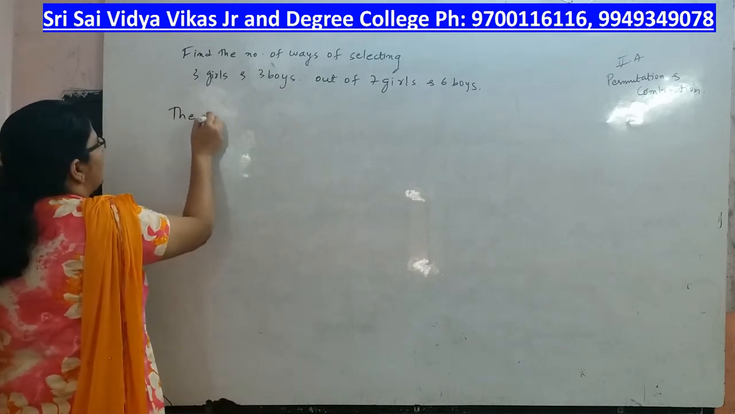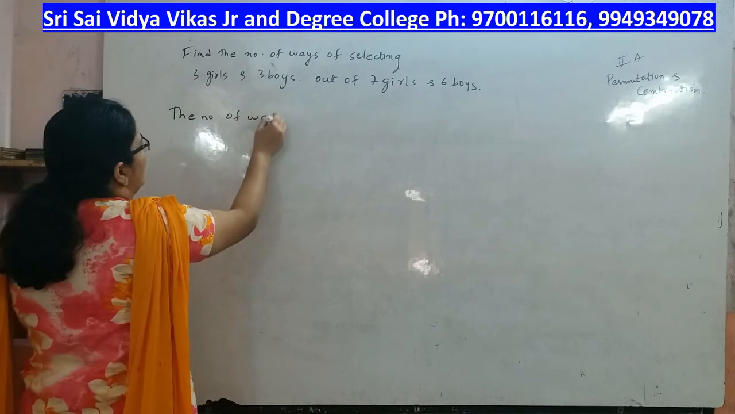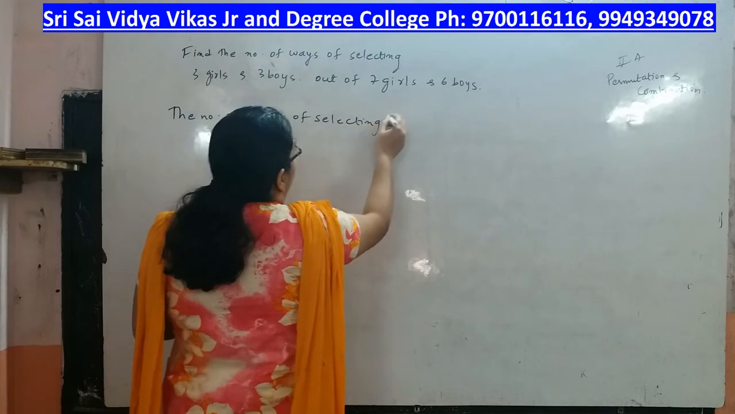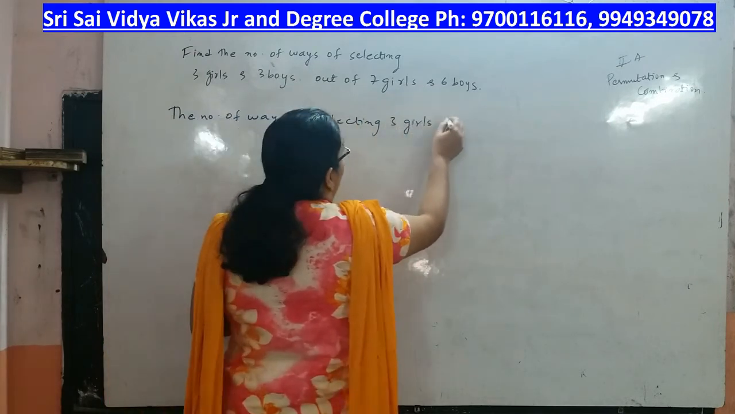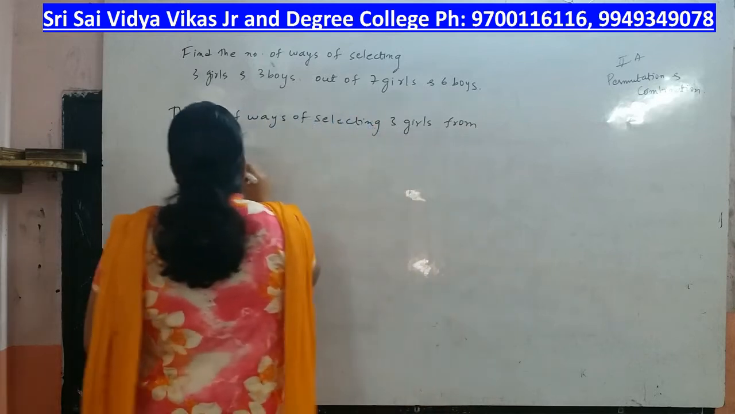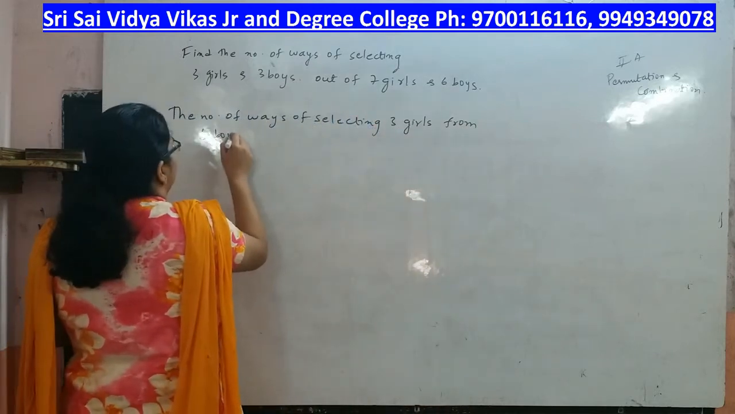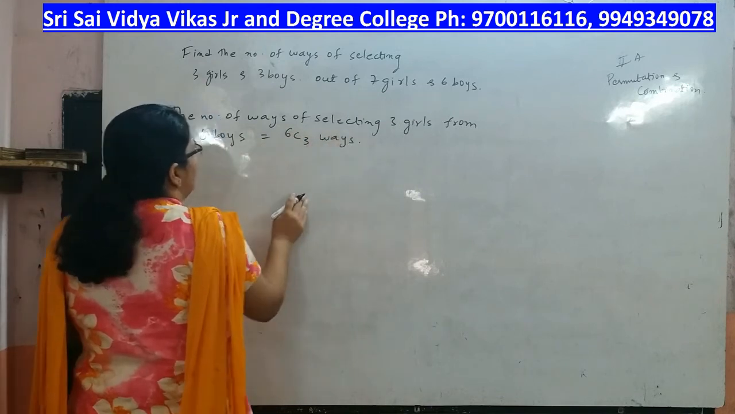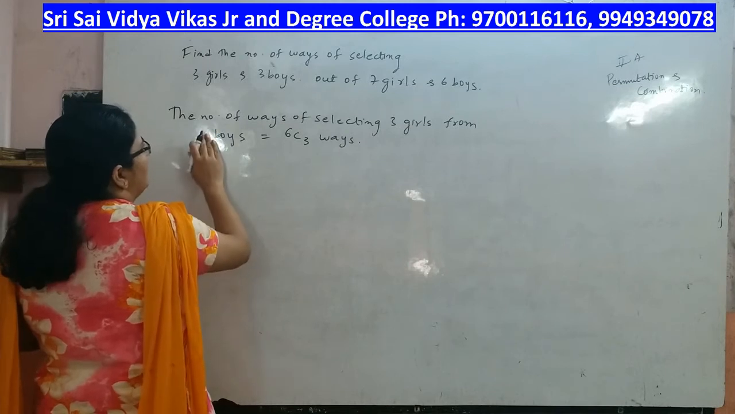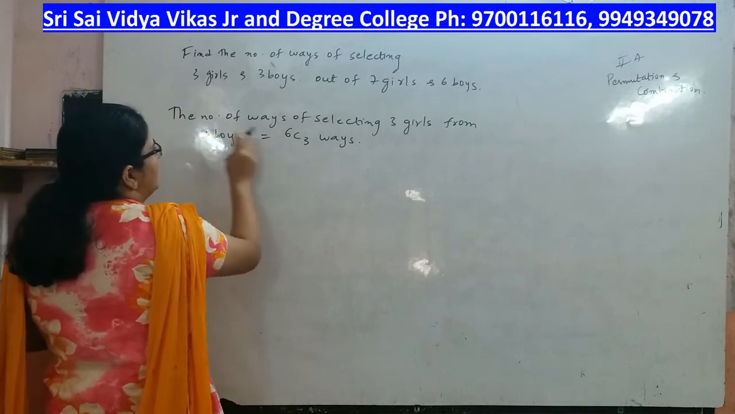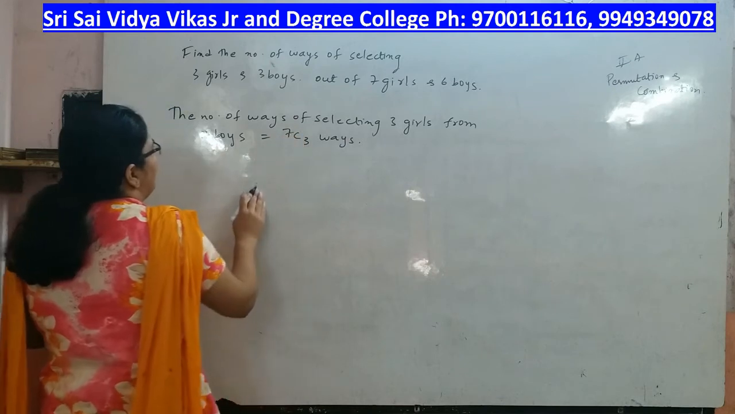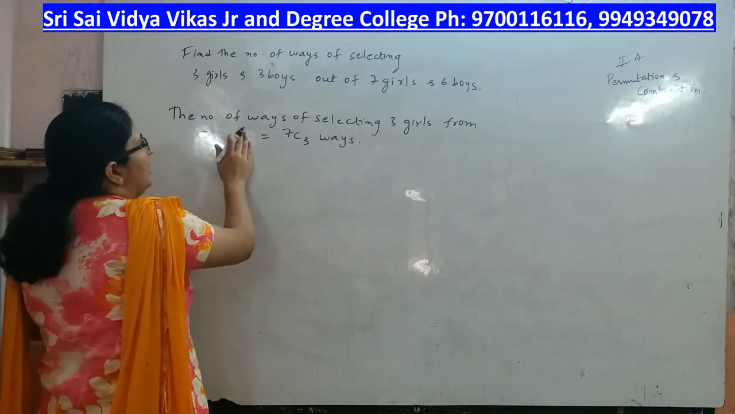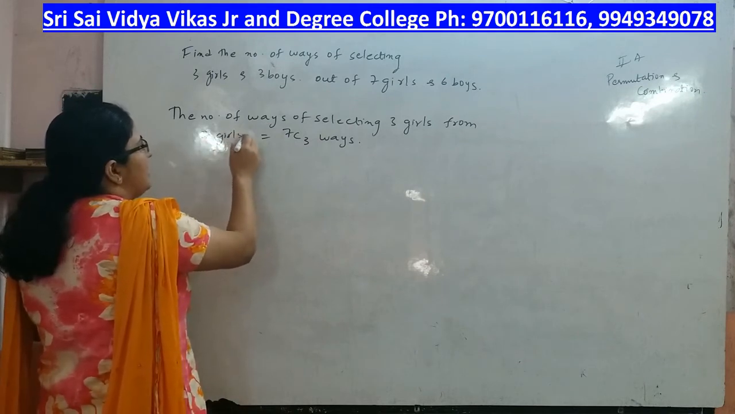The number of ways of selecting 3 girls from 7 girls is 7C3 ways. We have to select girls from girls. So the number of ways of selecting 3 girls from 7 girls is 7C3 ways.